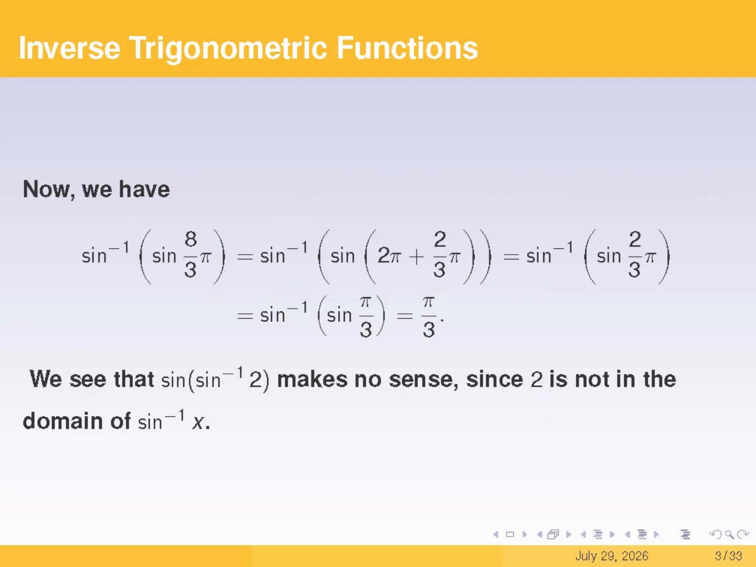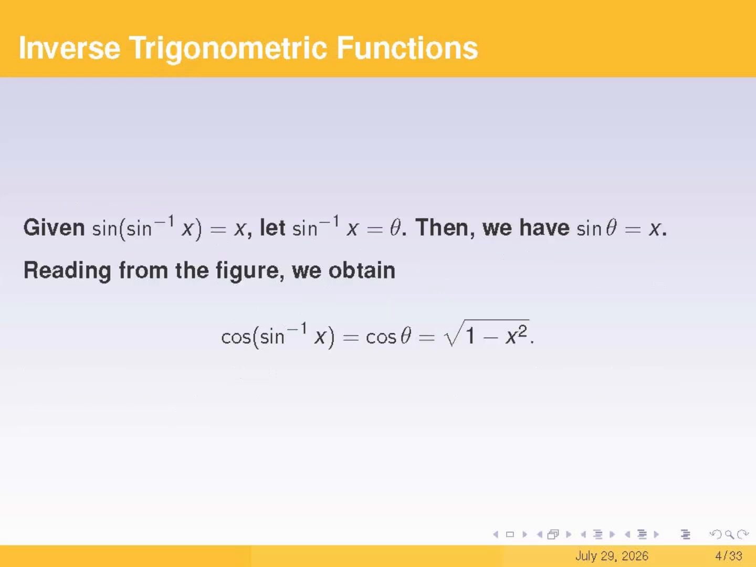Lines 2 and 3 on the screen show a quick calculation rule. The first equal sign converts it to a coterminal angle, which gives us the second equal sign. But 2 pi over 3 is not in the target range of negative pi over 2 to pi over 2. So, we need to convert it to another coterminal angle, as shown on line 3, which brings us to pi over 3. Also, arc sine of 2 on the second to last line is undefined, since 2 is outside the domain of arc sine, which is the closed interval from negative 1 to 1.